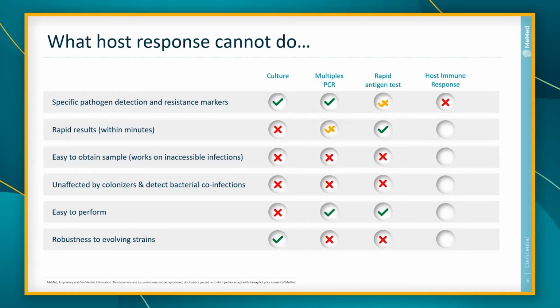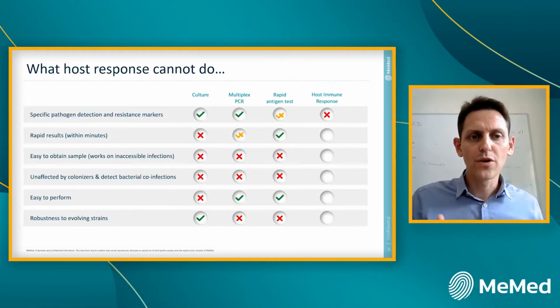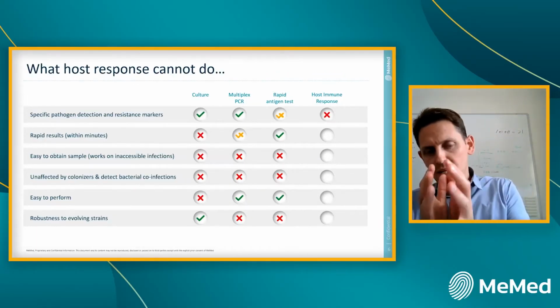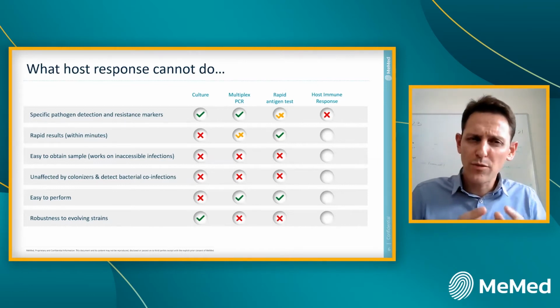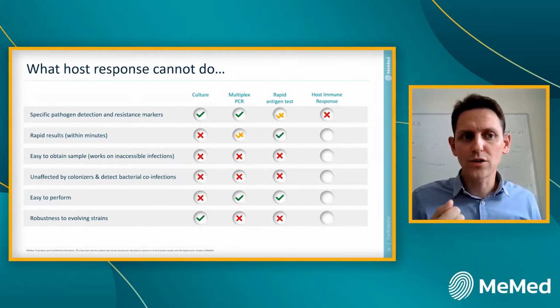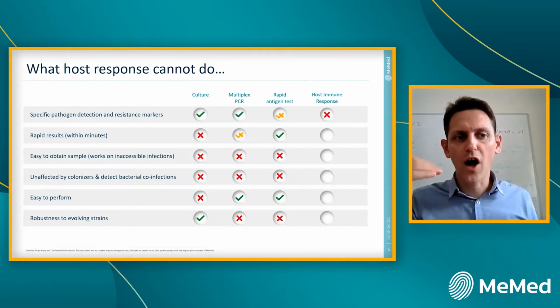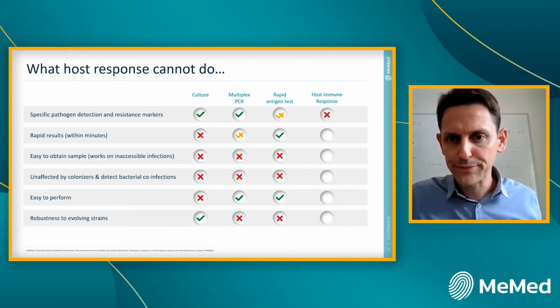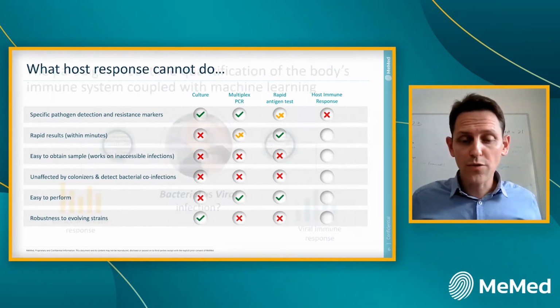They cannot detect specific pathogens or resistance markers. So if you need to know if it's influenza A or influenza B, strep A versus strep B, probably host response technologies are not going to give you that level of granularity of information. However, one might argue that this is important for a subset of the patients that we're seeing, and for the majority, often it's not always accurate. What host response technologies can do is actually close the gap in some of the other elements that we'll talk about today.